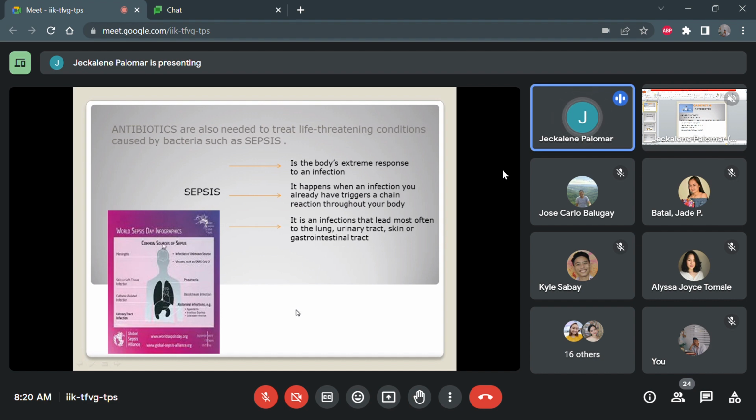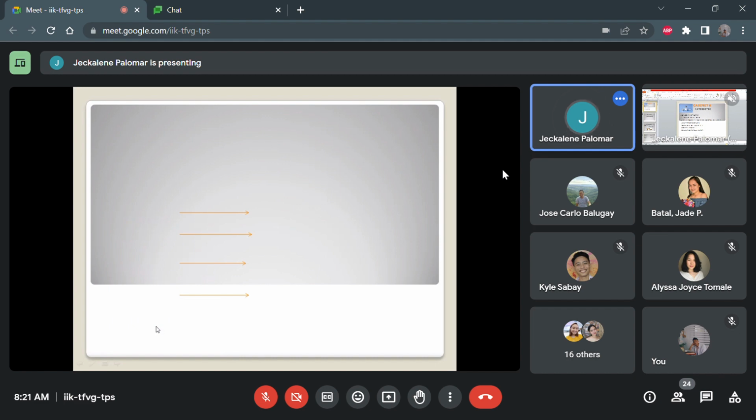Infection of the brain. And then pneumonia in the lungs. Then the skin or soft tissue, the urinary tract, and then the abdominal area. These are usually the common sources of sepsis.